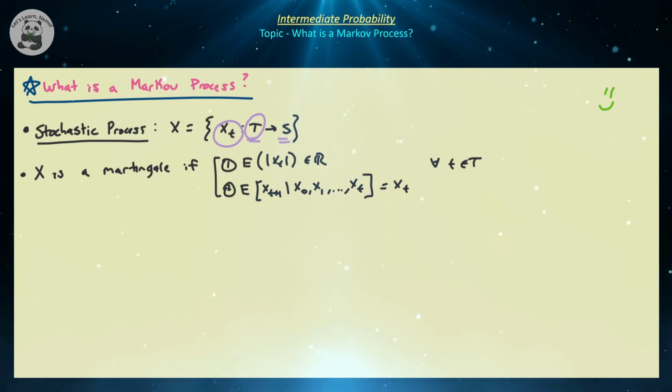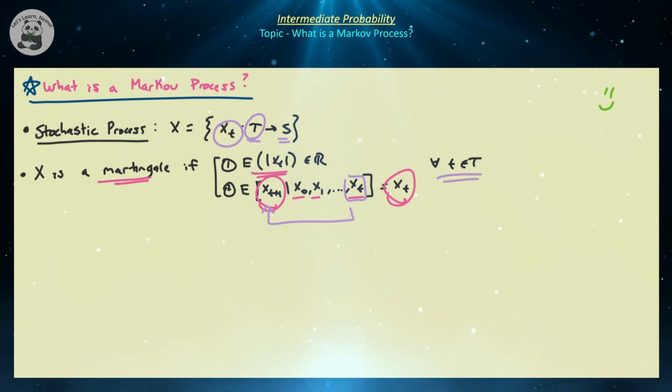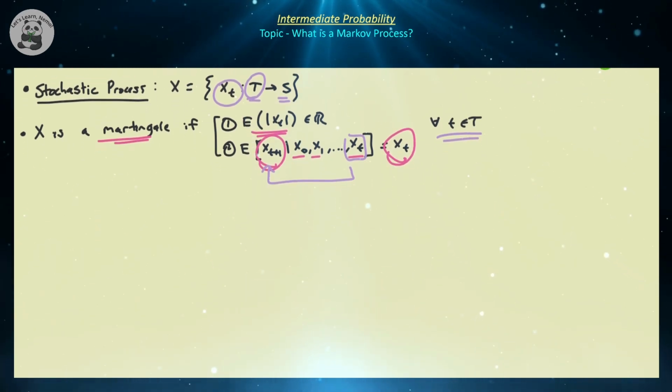A special type of stochastic process is what we refer to as a martingale. A stochastic process is a martingale if it satisfies two properties: the expected value of the absolute value of the random variables is always finite, and the expected value of the random variable X_{t+1}, given information about X_0, X_1 down to X_t, is equal to X_t only. That is, the expected value of tomorrow is just equal to the value of today. And that has to be true for all t in our temporal set T. Okay, so there are some basic things that you definitely should know.